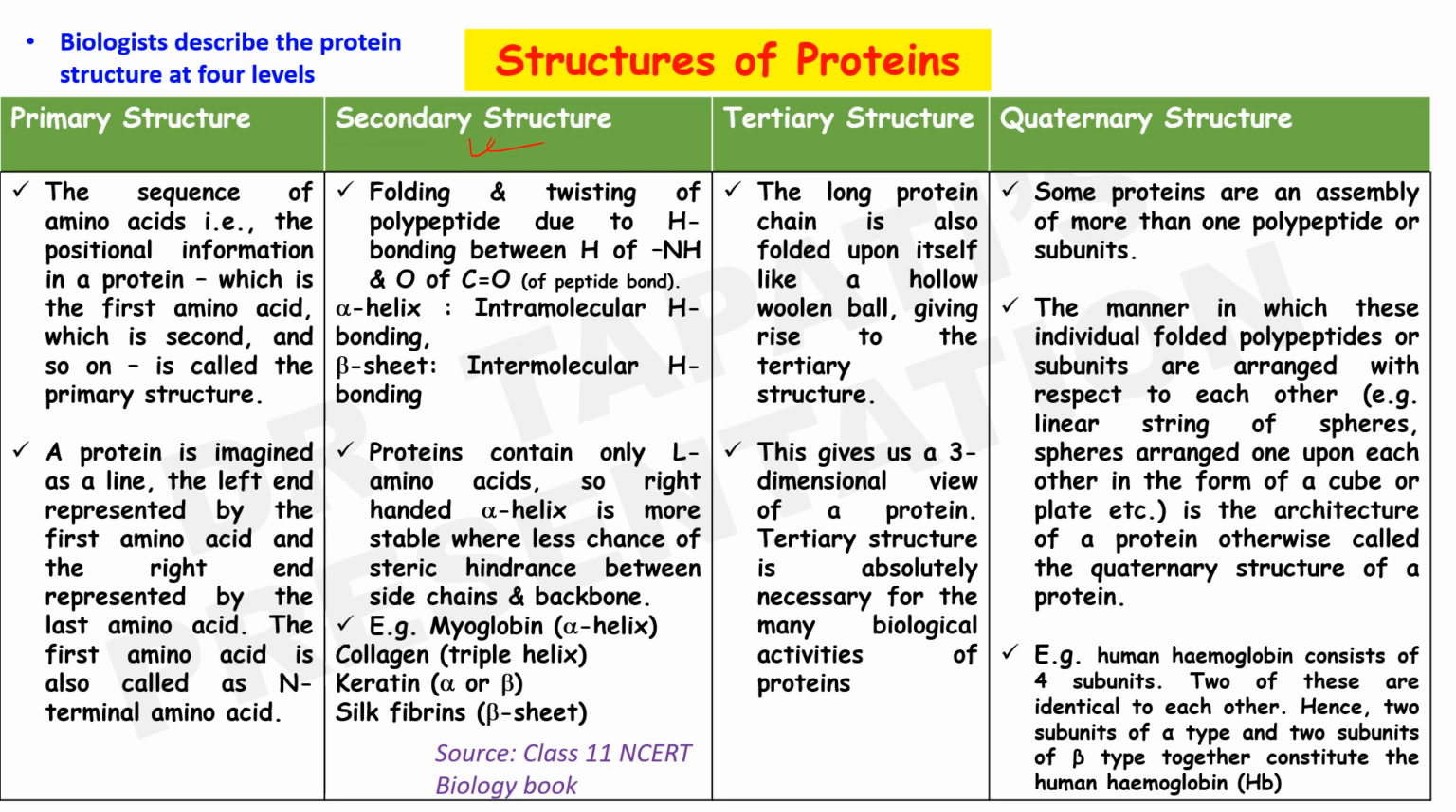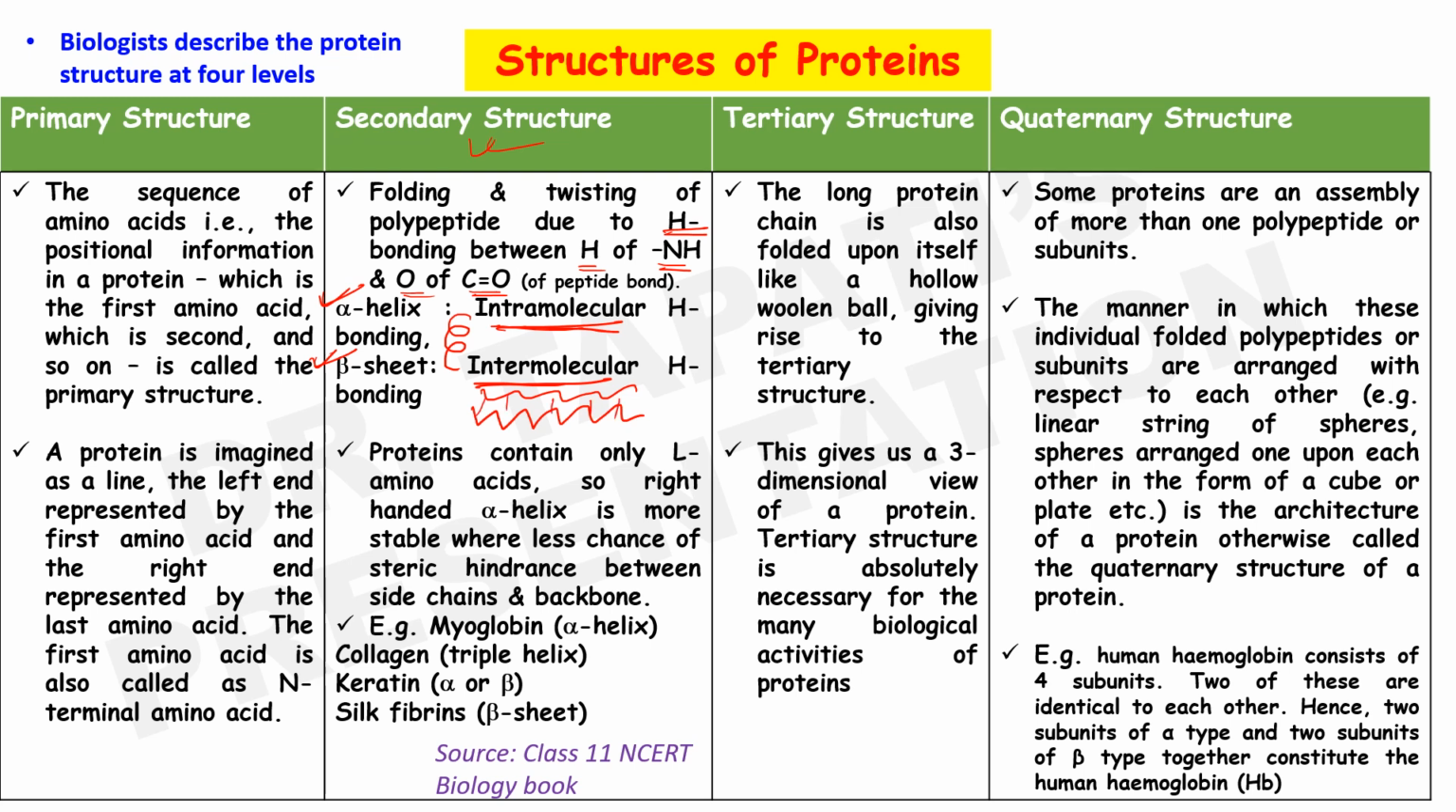Secondary structure means folding and twisting of the polypeptide, that means the primary structure of protein, due to hydrogen bonding between the hydrogen of NH and the oxygen of C=O. In the alpha helix secondary structure, intramolecular hydrogen bonding is present, whereas in the beta sheet, intermolecular hydrogen bonding is present. The alpha helix is like a revolving staircase, whereas the beta sheet is like a zigzag pattern, where intermolecular hydrogen bonds are present between two beta strands.